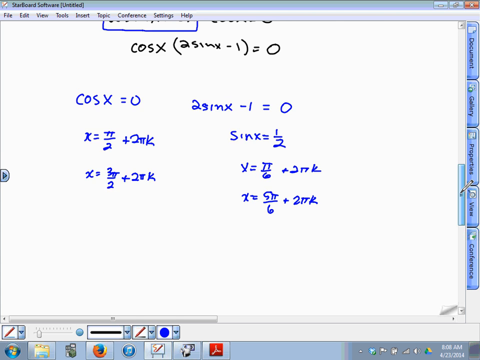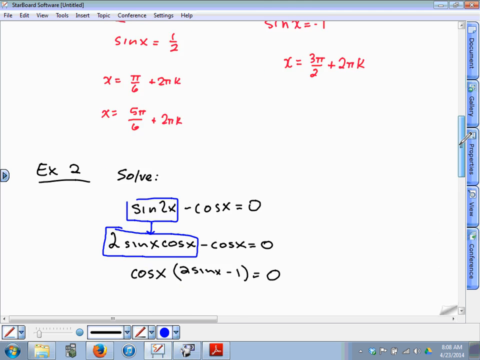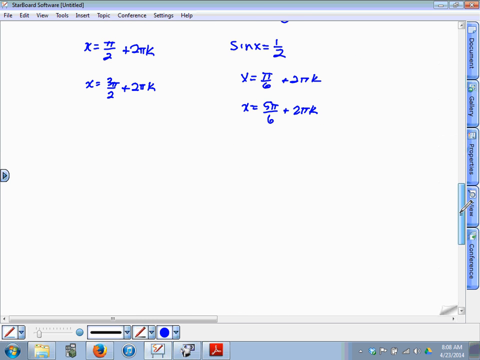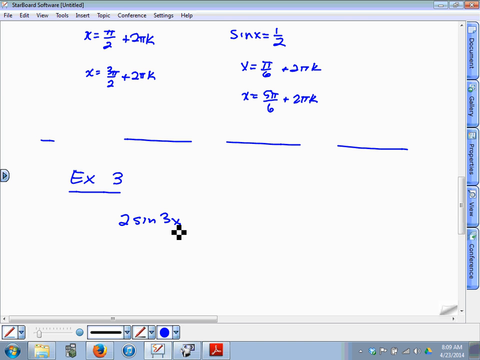So let's get into the second objective, and we're going to be in the second objective for a while because it involves quite a bit more than this first one. It's called multiples of angles. So here's example 3. They're not harder to solve, they're just a little bit different. 2 sine 3x plus 1 is equal to 0.